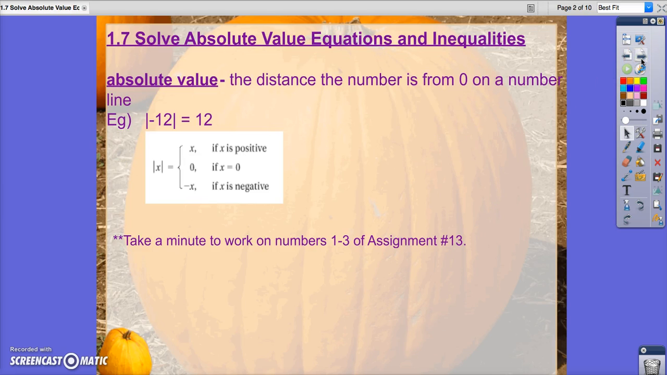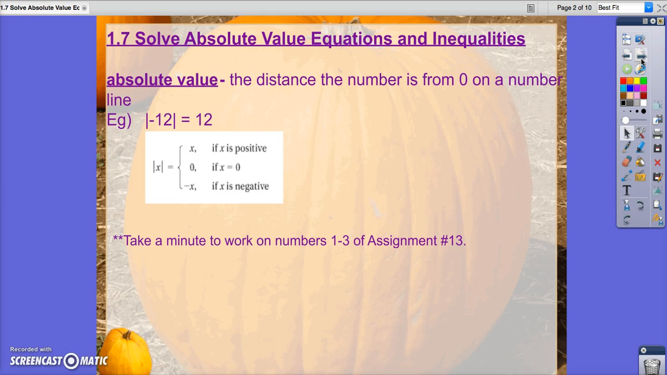All right, so in today's lesson, it's part 1 of 2 of lesson 1.7, solve absolute value equations and inequalities. An absolute value is the distance a number is from 0 on a number line, and we've mentioned this before. So it's distance away. I always use the example of a car. If I drive 1 mile in my car, the odometer is going to register a mile.